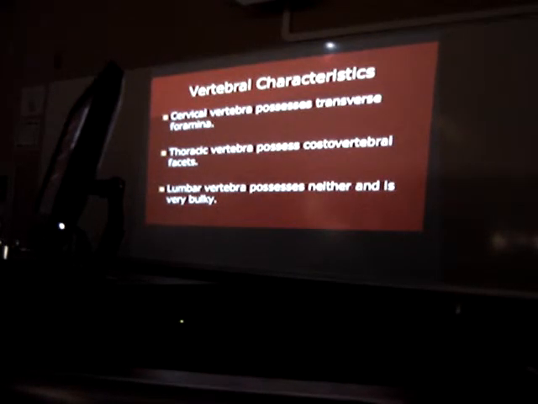So, of the 3 types of vertebrae, how do you recognize one from another? Well, the cervical vertebrae possess those transverse foramina. Thoracic vertebrae possess those facets on the body of the vertebra, costovertebral demi-facets. Lumbar vertebrae possess neither, and they're real big.